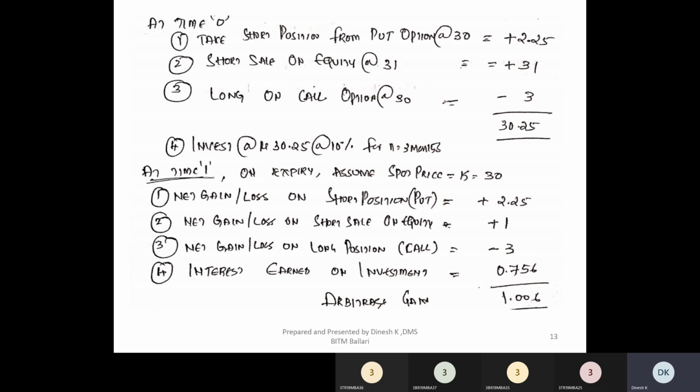Then apart from that, you had a surplus of 30.25 rupees, which you have invested at 10%, which was the prevailing rate of interest in the market.